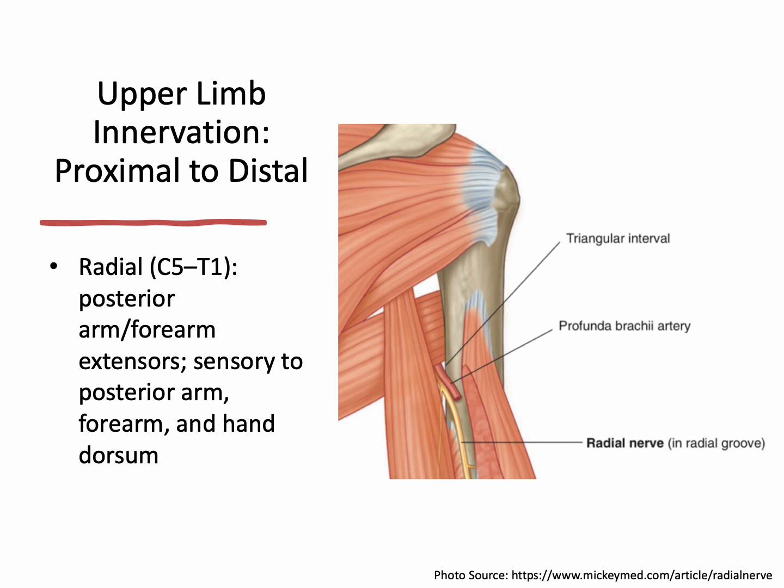So the radial nerve exits the axilla and enters the posterior compartment of the arm through the lower triangular space right here, bordered by the teres major, the long head of the triceps brachii, and the humerus itself.